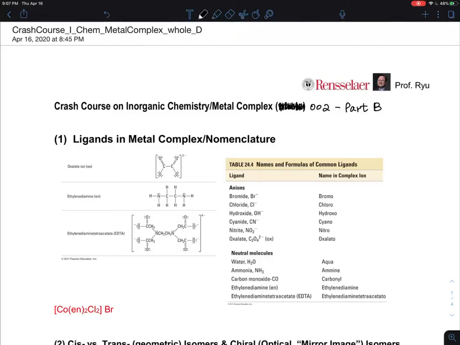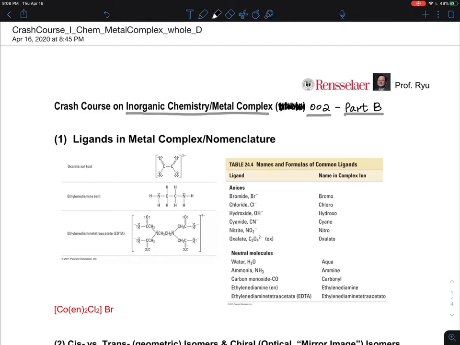Okay, so this is a section on the inorganic and the metal complex. This time I'm going to do lecture number 2, part B, and I'm going to focus on isomers and the d orbital splitting.